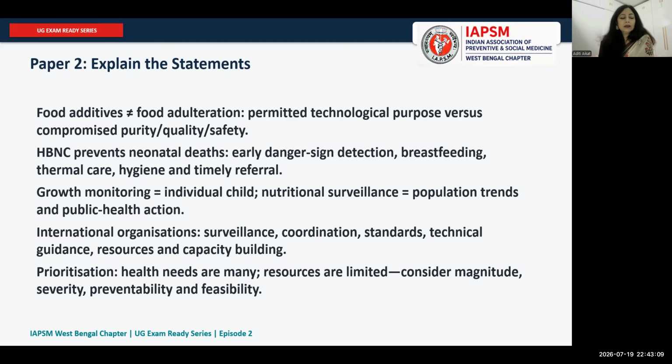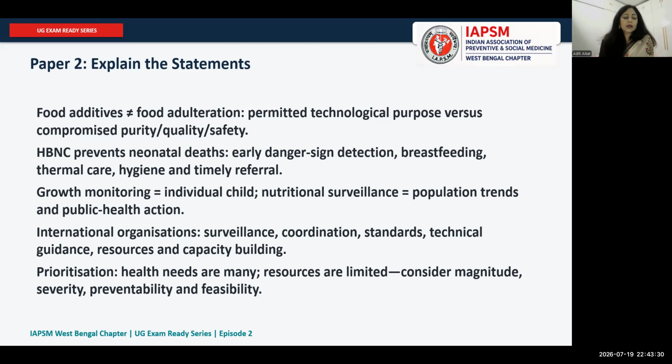Growth monitoring is important for every individual child. And nutritional surveillance is about population trends and public health action. The question is about growth monitoring and nutritional surveillance are not the same.